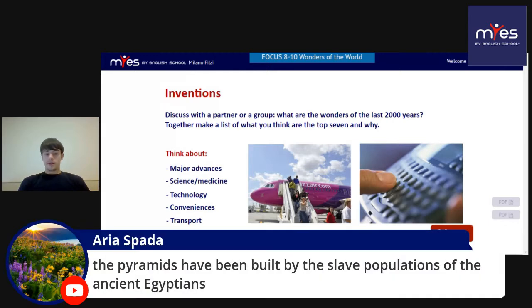Okay, the pyramids have been built by the slave populations of the ancient Egyptians. Is a nice form of the present perfect, but in this case, we would use the past simple because the construction has finished and there is no connection to the present. But the form of the present perfect passive is very good, Arya. Well done.